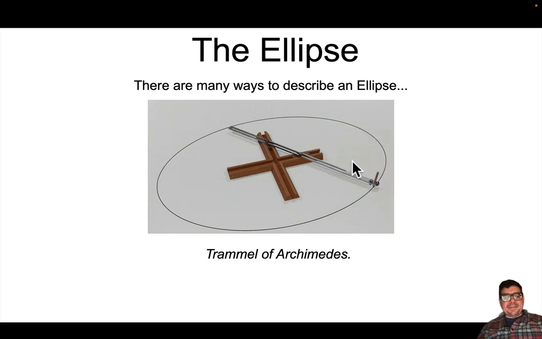Hello, welcome. In this video, we're going to be looking at the ellipse, the amazing ellipse. And I say that only because every time I look at it, I feel like there's something else to discover.